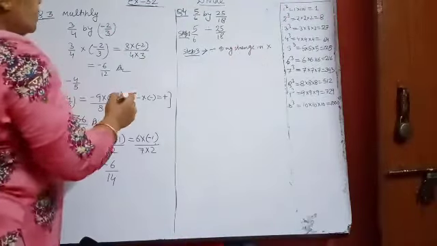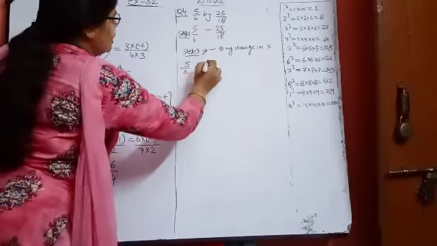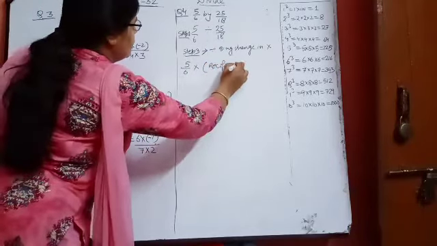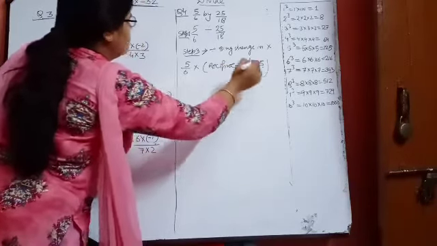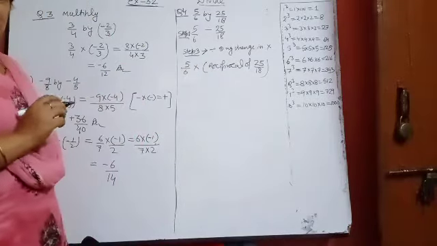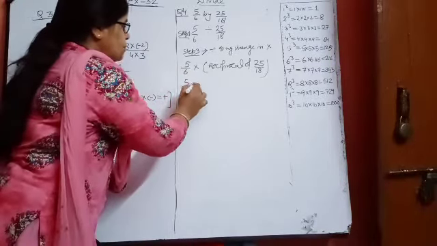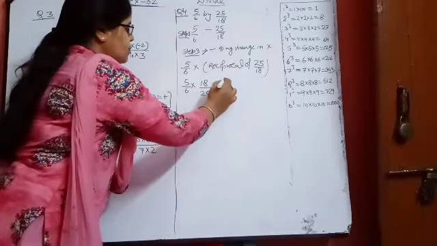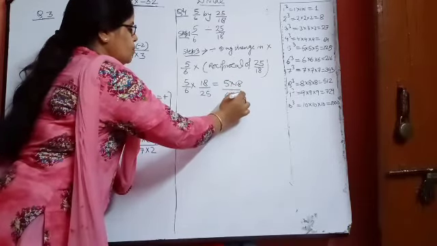So what will it become? 5 upon 6 multiplied by, and what I taught you? Reciprocal of 25 upon 18. And reciprocal I taught you there: the numerator will become the denominator and the denominator will become the numerator. So it will become 5 upon 6 multiplied by its reciprocal, 18 upon 25. So what will it become? 5 into 18 upon 6 into 25. Everybody of you is able to write it.